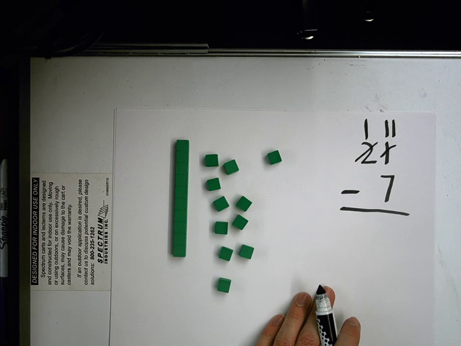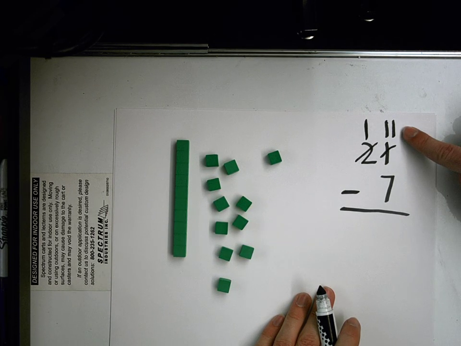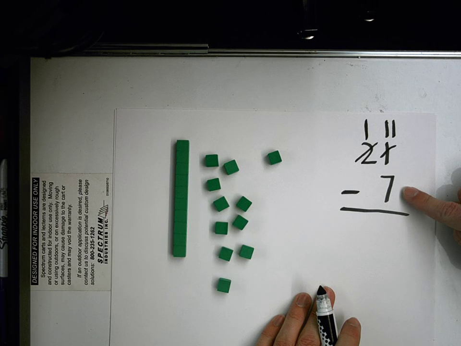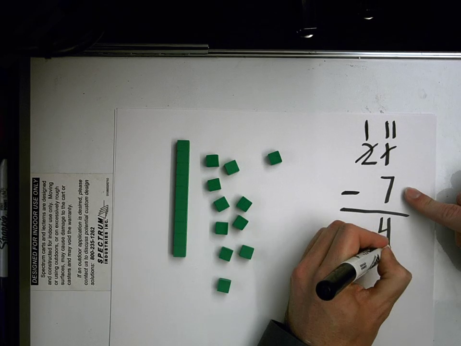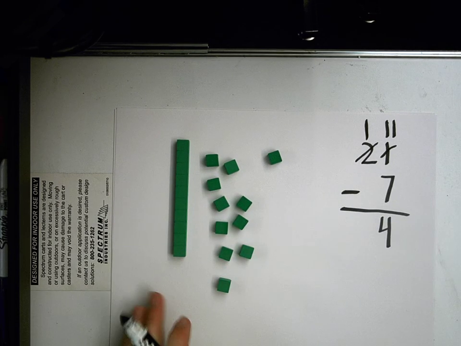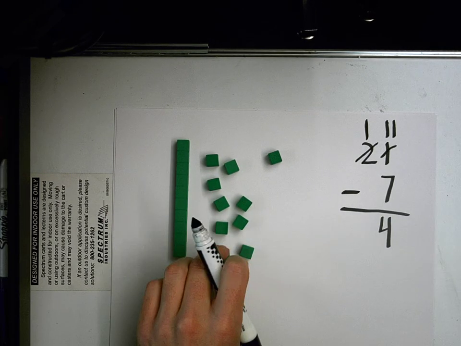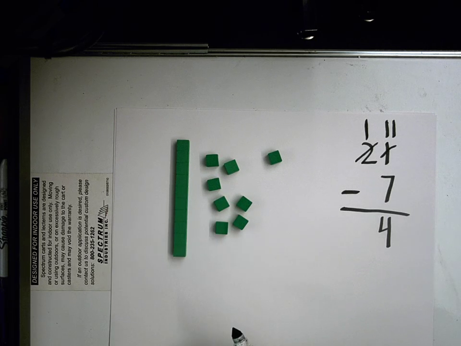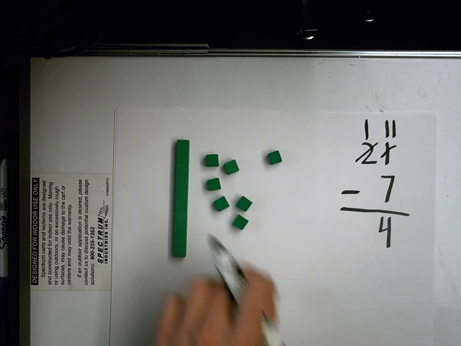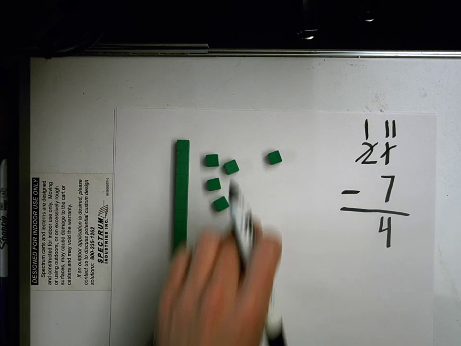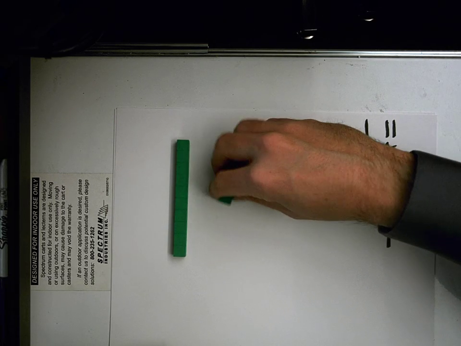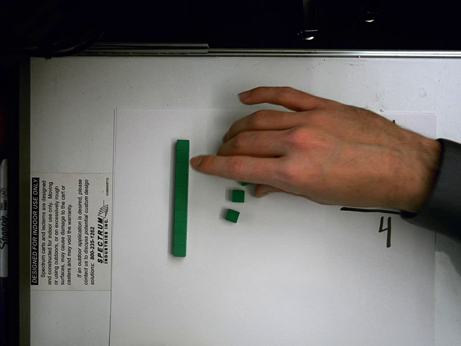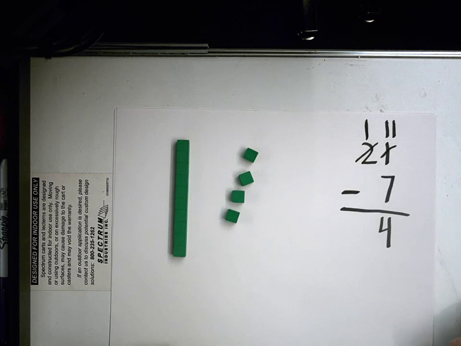Well, now I can go 11 take away 7. If I go 11 take away 7, I know that's going to be 4. Let me take away 7 blocks to see. 1, 2, 3, 4, 5, 6, and 7. And look, I still have 4 blocks left behind.